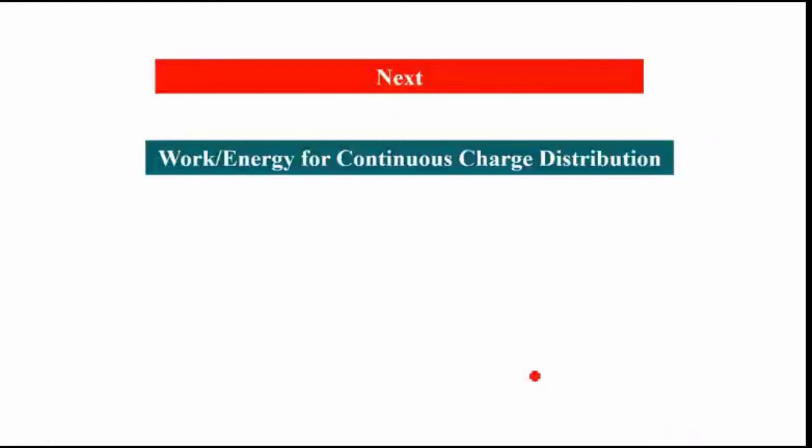So next time we'll look at a continuous charge distribution and look at the same concepts of creating a continuous charge distribution and relate it to electric field.